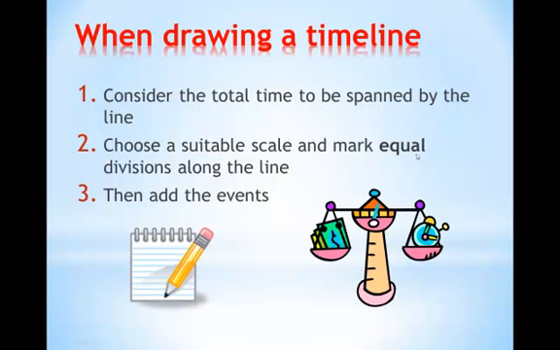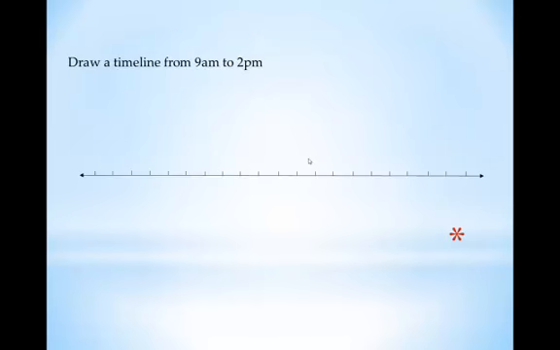So just as in the Bible, when we had 500 years as our scale, you need to work out what's the suitable scale and show it in equal divisions. The last thing you do is to add the events onto your timeline. So whatever you do, don't start drawing the events on your timeline until you have a scale. So let's have a look at drawing a scale.